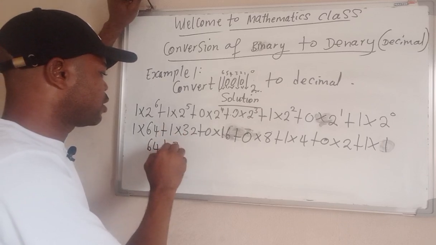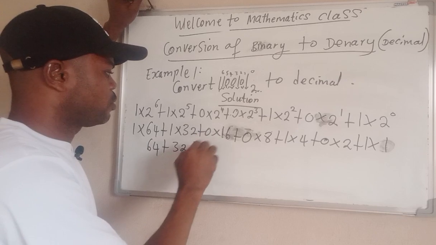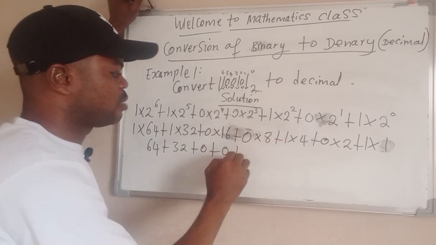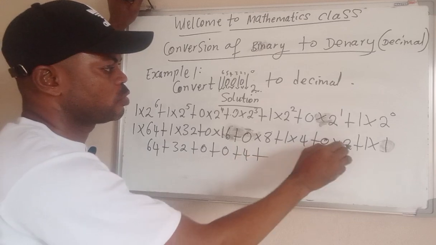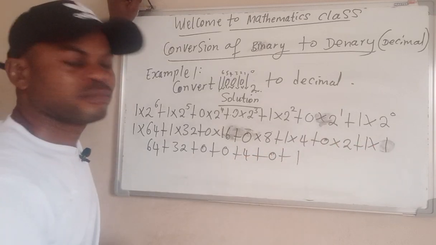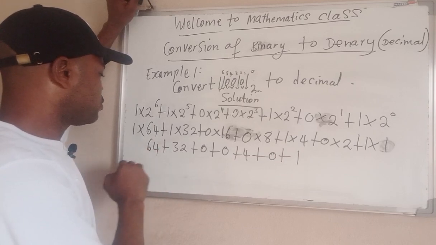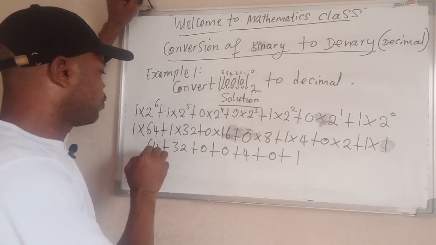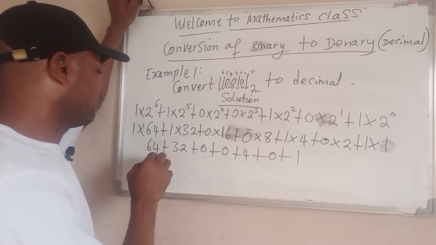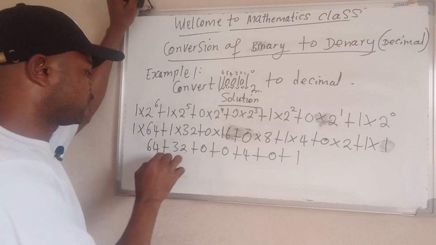Plus 1 times 32 is 32. Plus 0 times 16 is 0. Plus 0 times 8 is 0. Plus 1 times 4 is 4. Plus 0 times 2 is 0. Plus 1 times 1 is 1. So 64 plus 32 will give you 96.